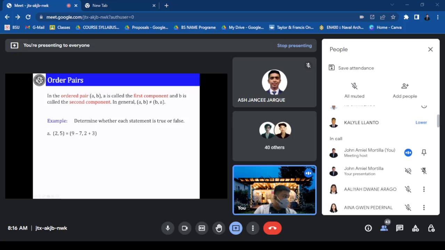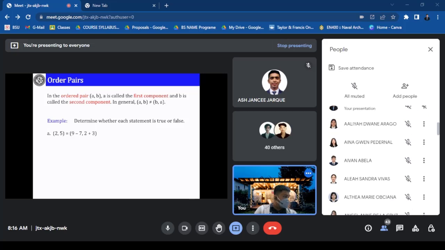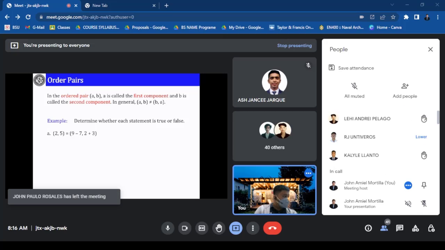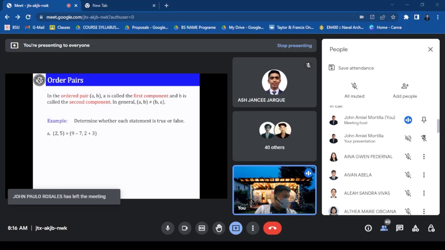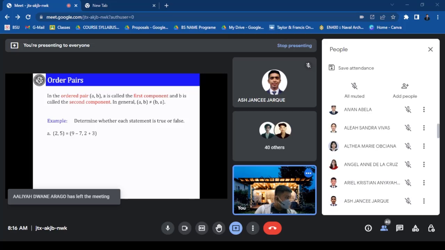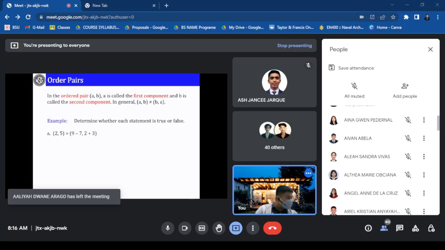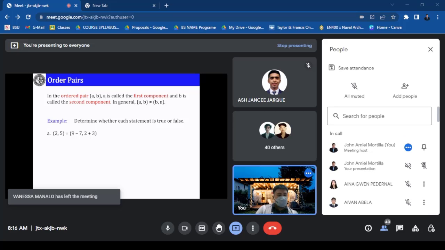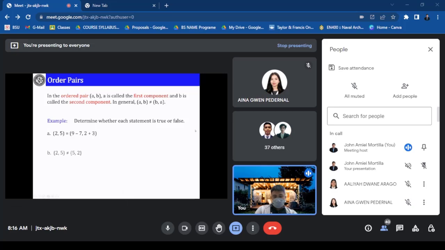Kahanap ako dito na hindi pa natatawag. Okay, Aliyah. Ay, nawala. Si Aina Gwen Padernal. So, what is letter A? True po. Yes, it is true. So, letter B, (2, 5) is not equal to (5, 2).